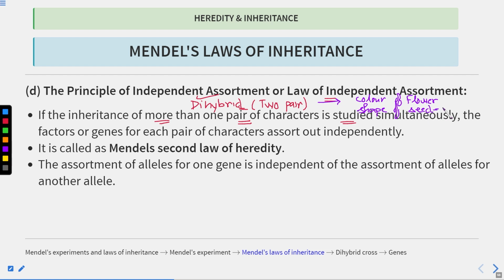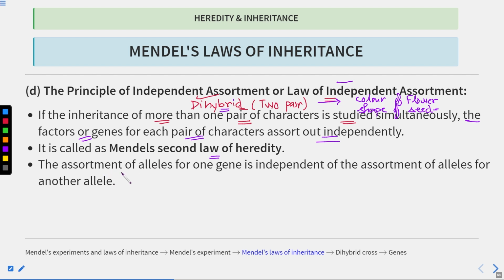Clear? So if we are talking about the dihybrid cross, earlier we were talking about the monohybrid cross, but if we have to study the law of independent assortment, we will talk about the dihybrid cross. So what happens? If the inheritance of more than one pair of characters is studied simultaneously, the factors or the genes for each pair of characters assort out independently.